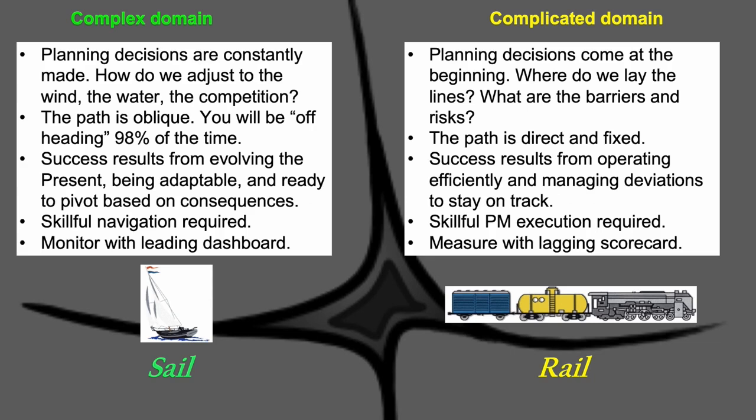If I like it, I'll add it to my mechanics tool belt in a Cynefin complicated domain. The metaphor is a train riding on a track. The destination is known, and a linear straight line is the best way to get there. Planning decisions come at the beginning. Where do we lay the lines? What are the barriers and risk? The plan is direct and fixed. Success results in operating efficiently and managing deviations to stay on track. We need skillful project management to make it happen, and we'll measure with a lagging scorecard.